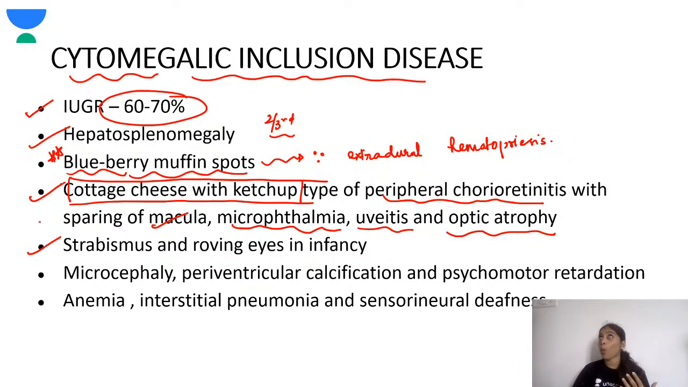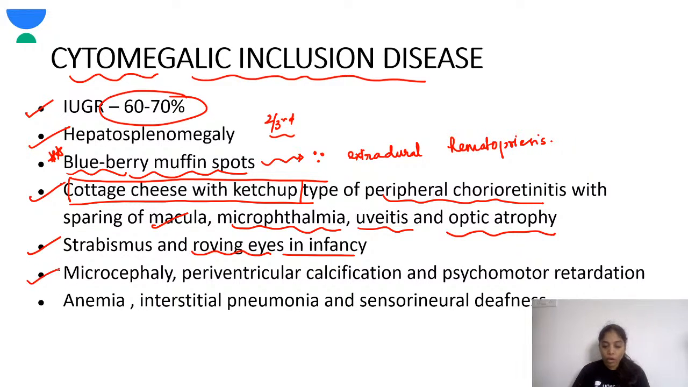So they have these wandering eyes. They try to see everywhere. That is called roving eyes in infancy. These children have strabismus and they also develop roving eyes in infancy because there will be visual impairment, and as a result they're not able to see well and they have this wandering of the eyes happening.